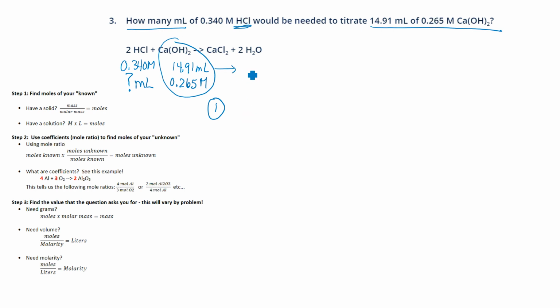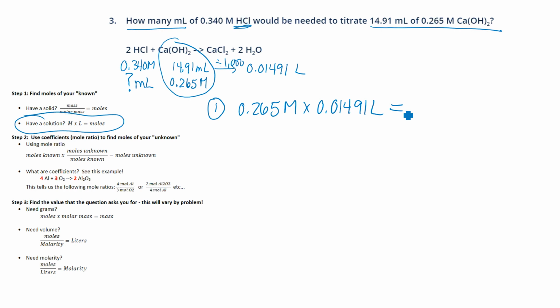So remember, I'm going to convert my milliliters into liters. I'm going to divide by 1,000. Step 1 is always find moles. And when I have a solution, the way that I find moles is molarity times liters. So I'm going to take my 0.265 molarity times 0.01491 liters, and I'm going to plug that in my calculator. Make sure you are actually practicing using your calculator and not just watching a friend do it. Okay, 0.00395. And I suggest labeling it so you know moles of what. That's moles of calcium hydroxide.